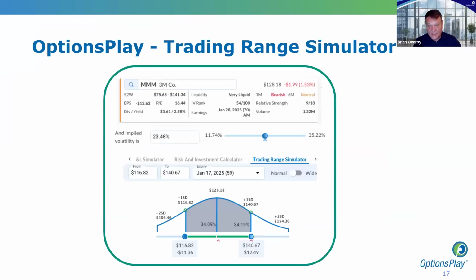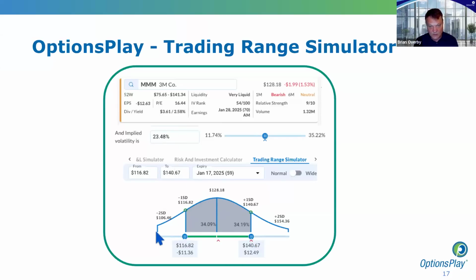All right. So inside the Options Play platform, we get fancy, right? We just did the math that's behind it. We actually have a trading range simulator, and I tried to pick a stock that was around 100, so I went with 3M. Stock was at 128, and it's going to calculate this time period. I picked a January 17th time period, almost 60 days. It's going to take the implied volatility, which you can find on the site, based off of that expiration. And they're saying a 23% implied volatility, and this shows you the 1 standard deviation move.